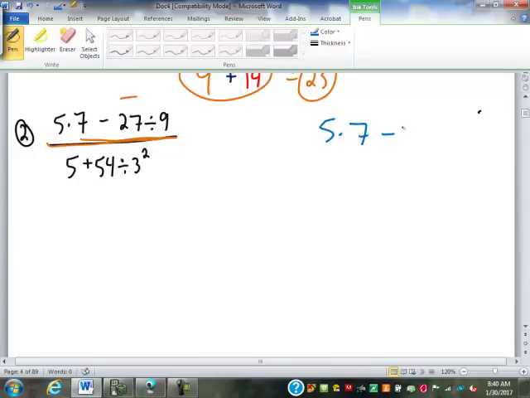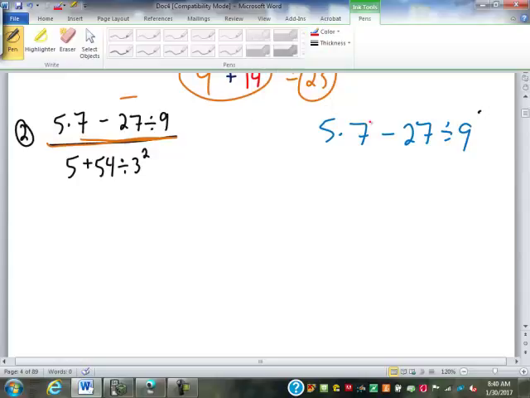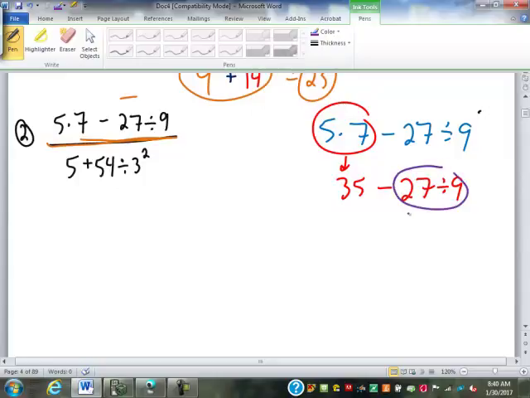So let's do the top. What do we do first there? 5 times 7 is 35. And then 7 divided by 9 is 3. And 35 minus 3 is 32. So our top is the 32.